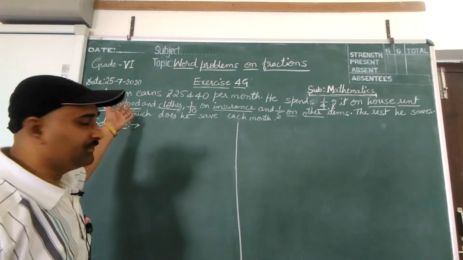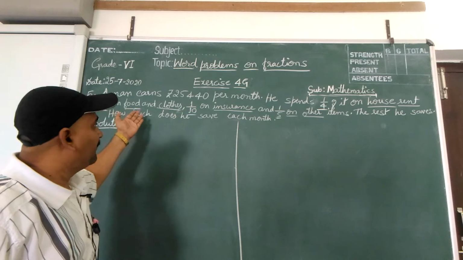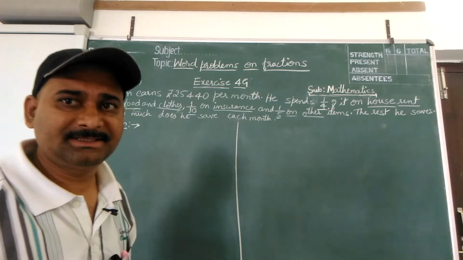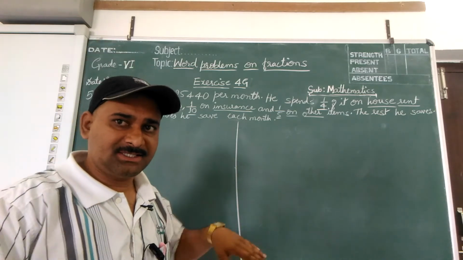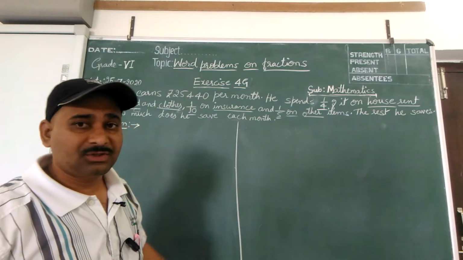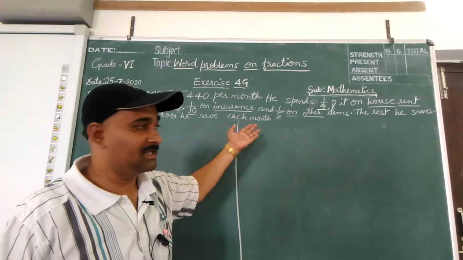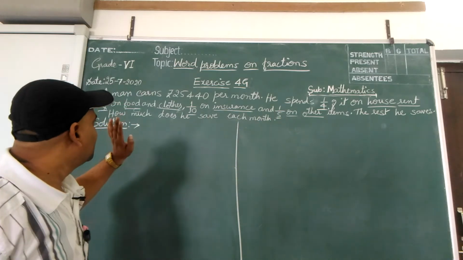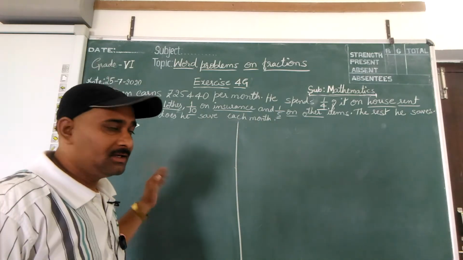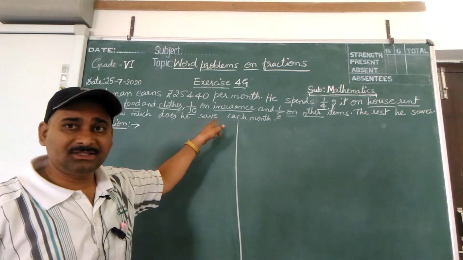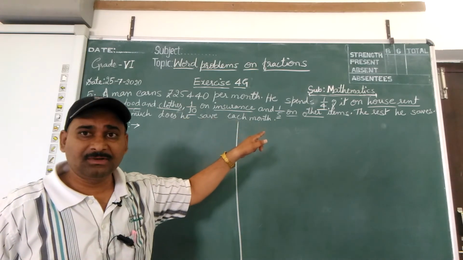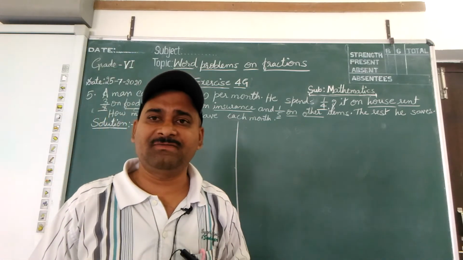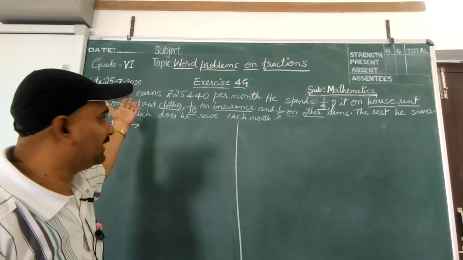Children, in this fifth question you will find a man who is earning 25,440 rupees per month, and as he is earning, he is spending some amount. The expenditure is given in the form of fractions, not in numbers: 1/4 for house rent, 3/8 on food and clothes, 1/10 on insurance, and 1/5 on other items. So expenditure is given in the form of fractions, earning is given directly.